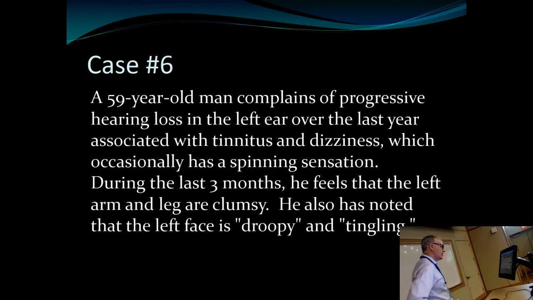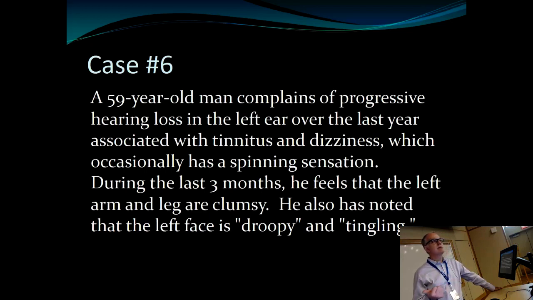Okay, number 6. We've got a 59-year-old man who complains of progressive hearing loss in the left ear over the last year associated with tinnitus and dizziness, which occasionally has a spinning sensation. So the medical term for that is vertigo. During the last 3 months, he feels that the left arm and leg are clumsy. And he's also noticed that the left face is droopy and tingly. Okay, can we tie these things together just from the history?